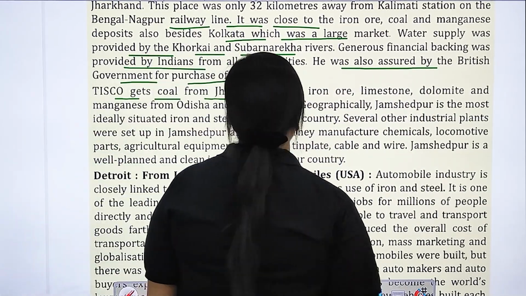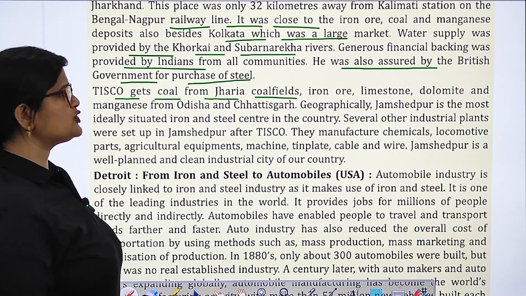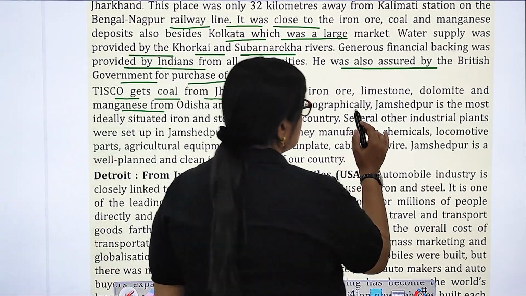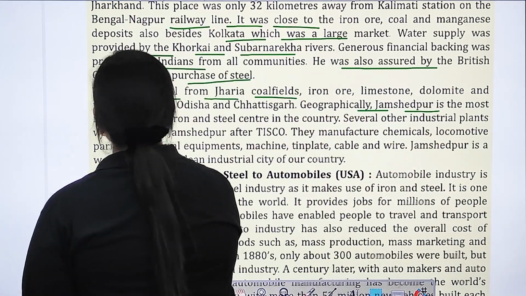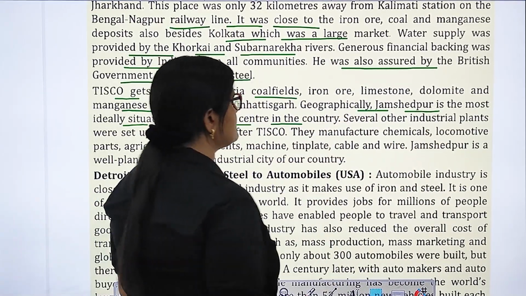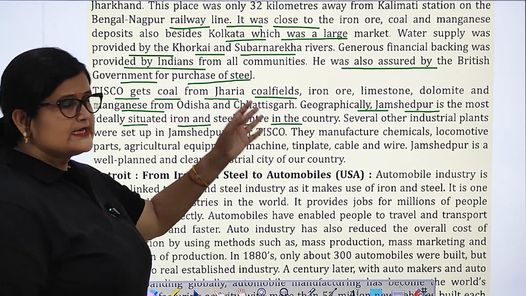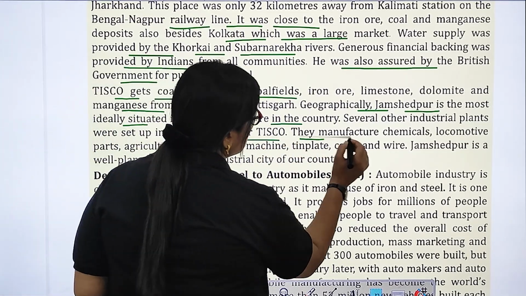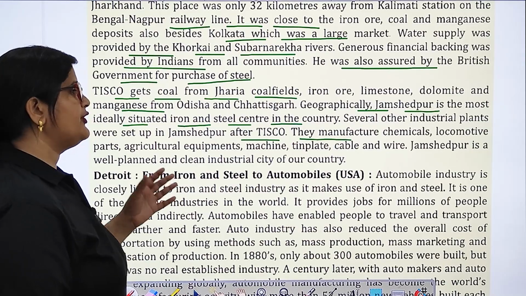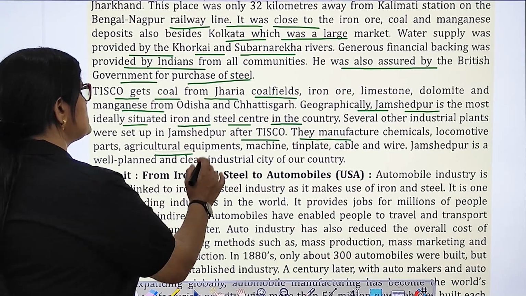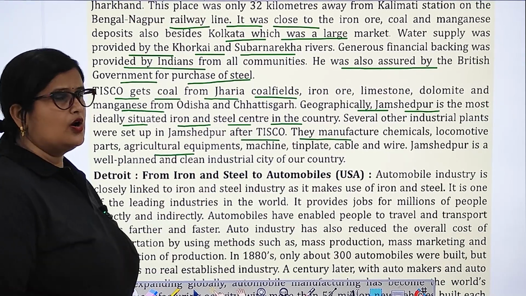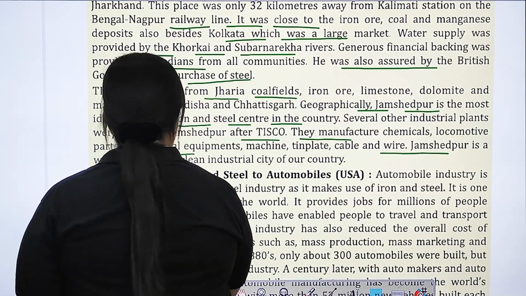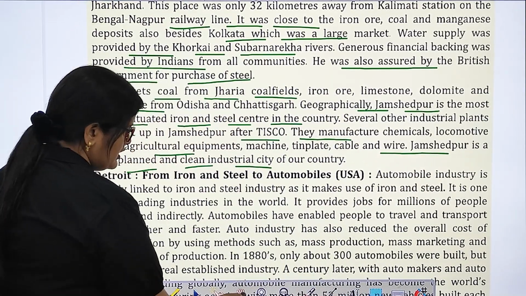TISCO gets coal from the Jharia coalfields, and iron ore, limestone, dolomite, and manganese from Odisha and Chhattisgarh. Geographically, Jamshedpur is the most ideally situated iron and steel center in the country. So, several other industrial plants were set up in Jamshedpur after TISCO. They manufacture chemicals, locomotive parts, agricultural equipment, machinery, tin plate, cable, and wires. Jamshedpur is a well-planned and clean industrial city of our country.